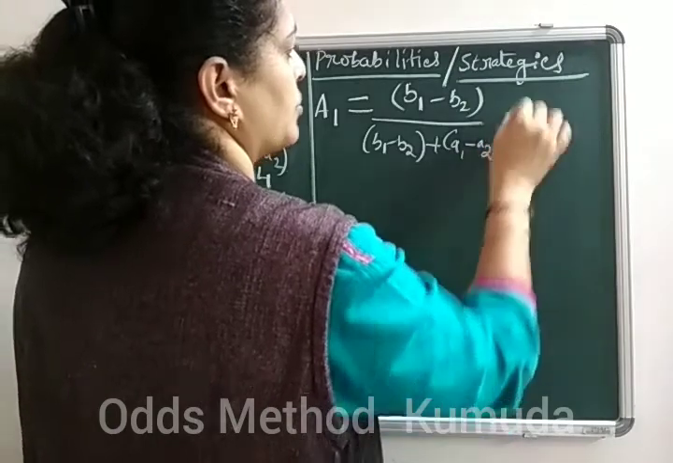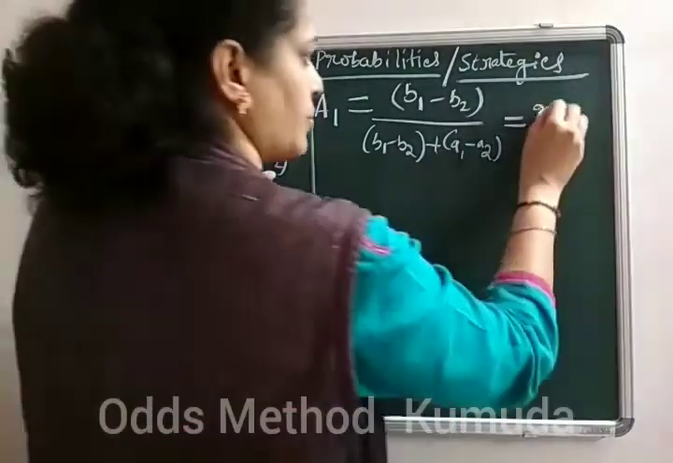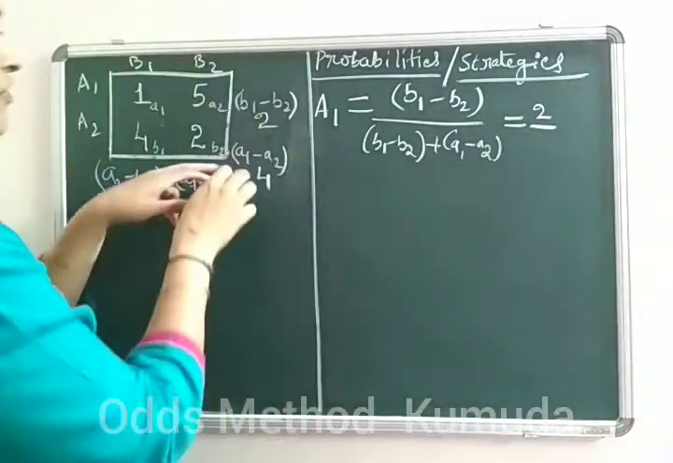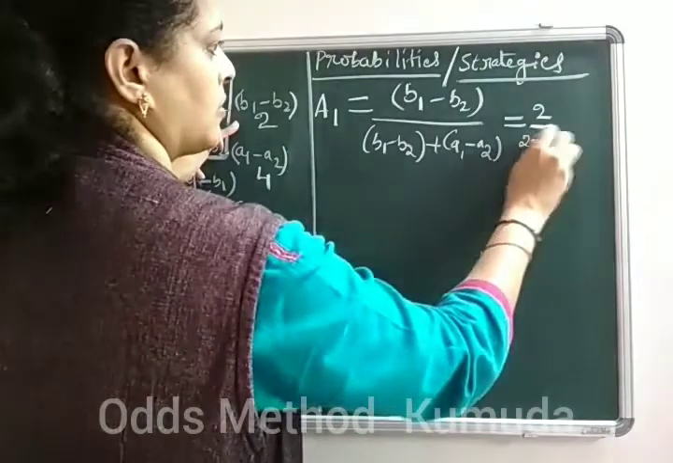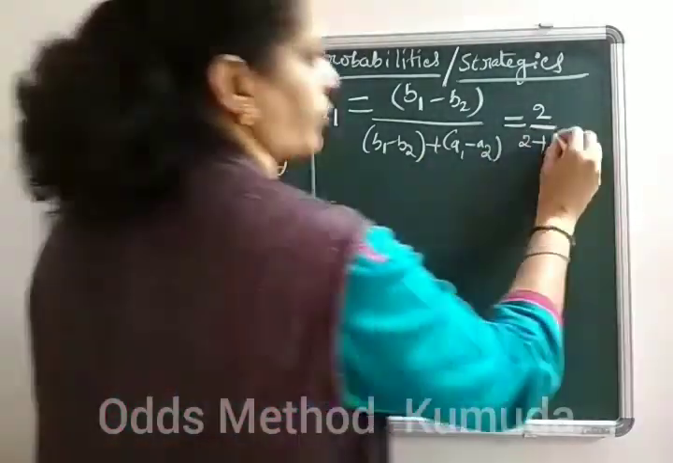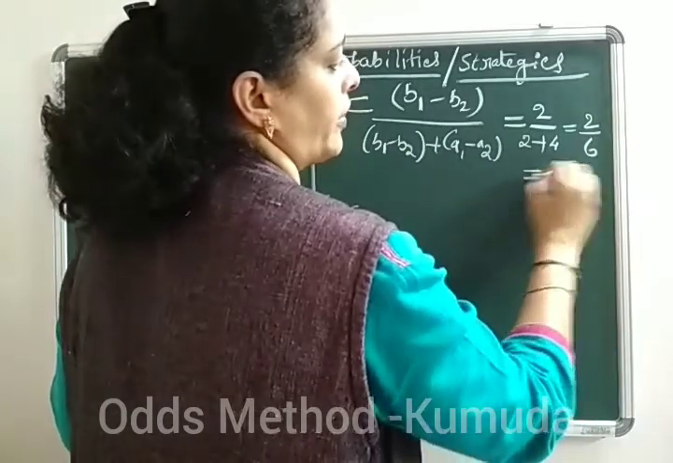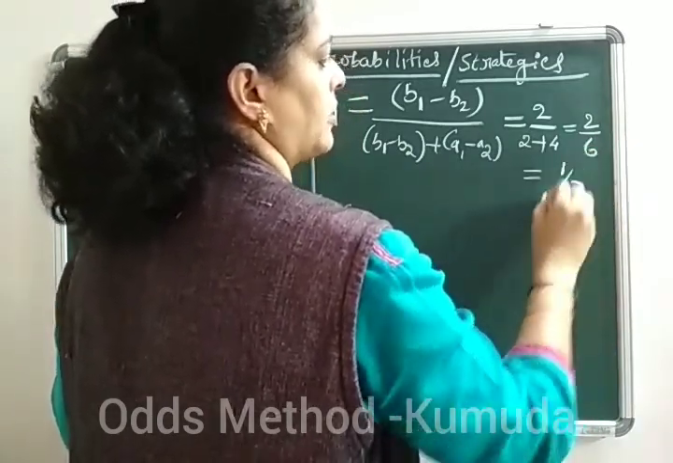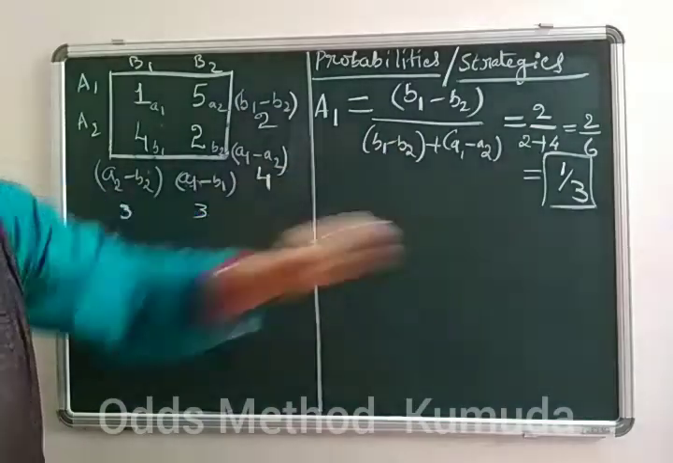So directly we can know that B1 minus B2 is given by 2 divided by, you have B1 minus B2 as 2 and plus A1 minus A2 is 4. So you get 2 by 6, or you can write it as 1 by 3. So the first strategy of the player, A1, is given by 1 by 3.